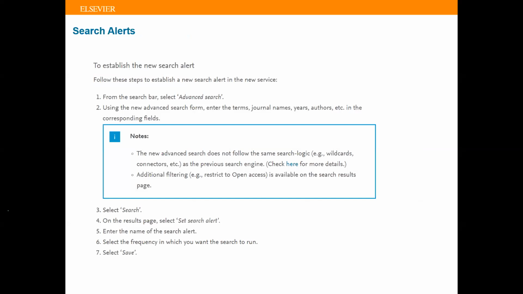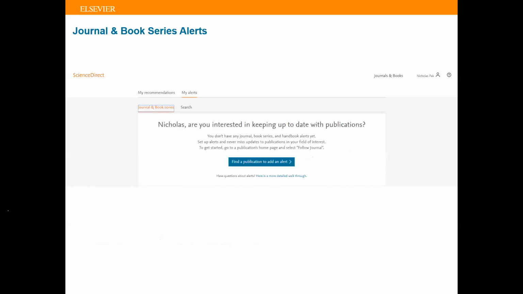Another thing that we really encourage you to do is create your own account so that you are able to conduct search alerts. You can select advanced search from the search bar and use the advanced search form, keying in the terms, journal names, years, and authors in the corresponding fields, right? Then you can search, and then you can set a search alert. You can enter the name of the search alert, select the frequency on which you want the search to run, whether daily, weekly, fortnightly, or monthly, and then you can save it.